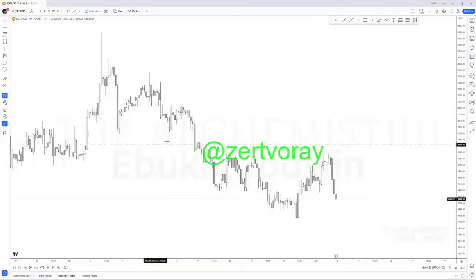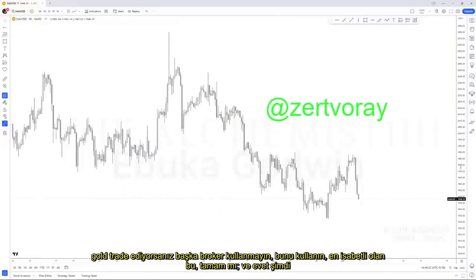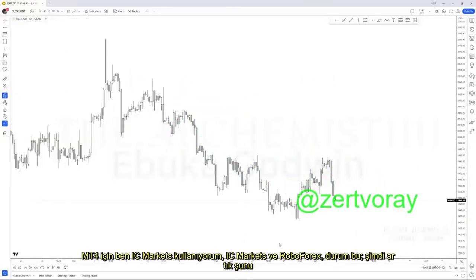Okay, so please, if you're trading gold, do not use any other broker. Use this one. This is the most accurate one. And for MT4, I use IC Markets and RoboForex.